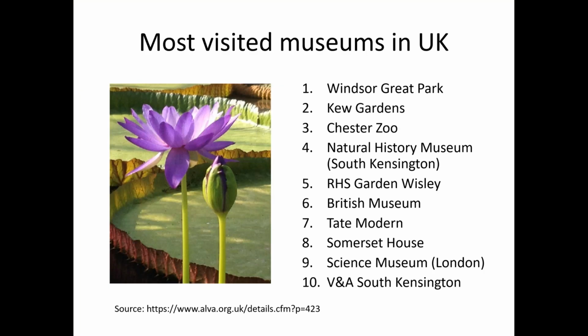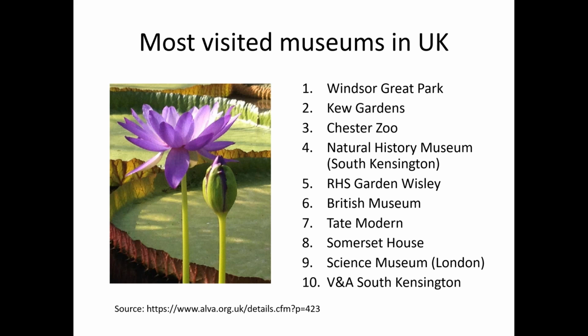This is a list of the most visited museums in the UK, according to ALVA, which is an industry body. Number 1 is Windsor Great Park, so Windsor Castle. Number 2 is Kew Gardens. Number 3 is Chester Zoo. Number 4 is the Natural History Museum. Number 5 is the Royal Horticultural Society Garden, Wisley. Number 6 is the British Museum. Number 7 is Tate Modern. Number 8 is Somerset House. Number 9 is the Science Museum, London. Number 10 is V&A, South Kensington.